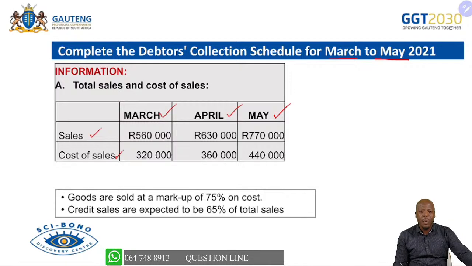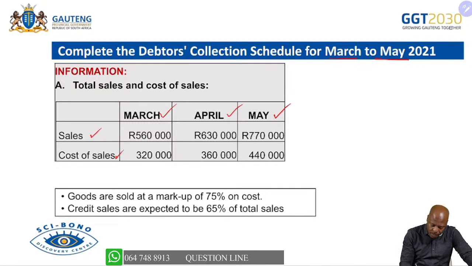So the moment we are given the markup percentage, which is 75% on cost, it enables us to calculate our cost of sales. And then credit sales are expected to be 65% of total sales. That should tell us something already: you need to remember that total sales is 100%.